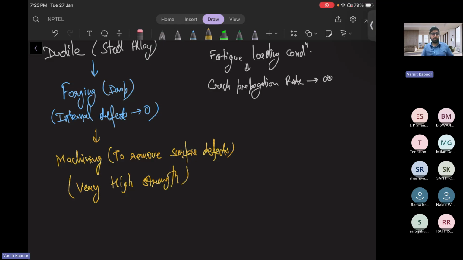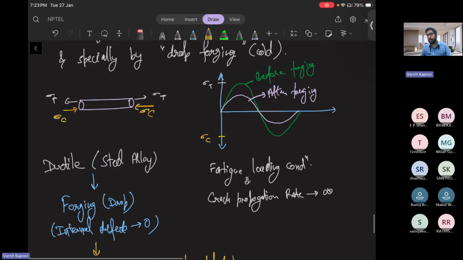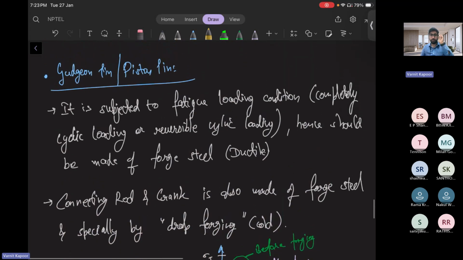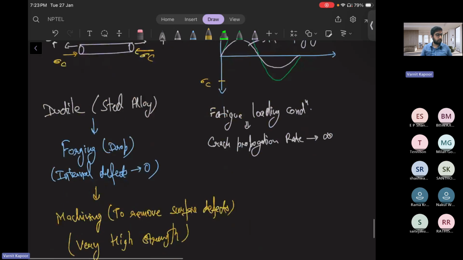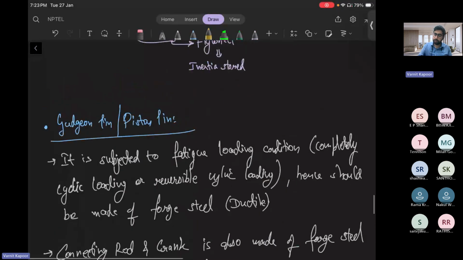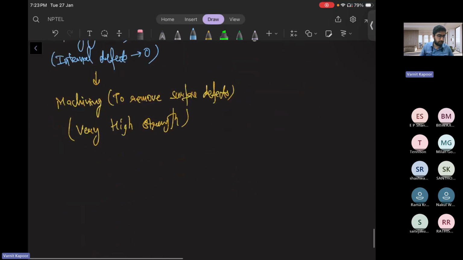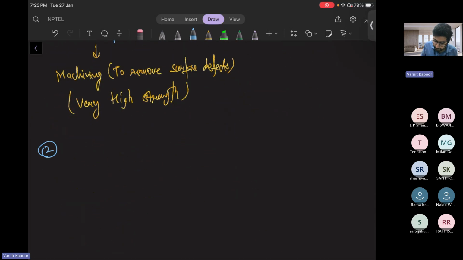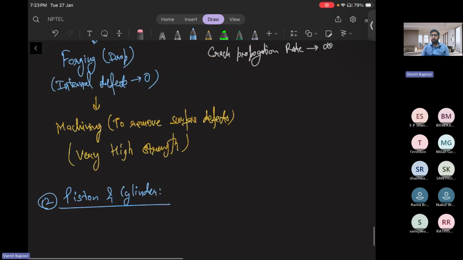I know it was a bit off towards the production side, but I had to explain why the Gudgeon pin has its relevance and importance. These questions come. Okay. Any doubts? Now we'll come to the piston and cylinder. First was the Gudgeon pin. Next will be the piston cylinder. Any doubts still, to anyone?